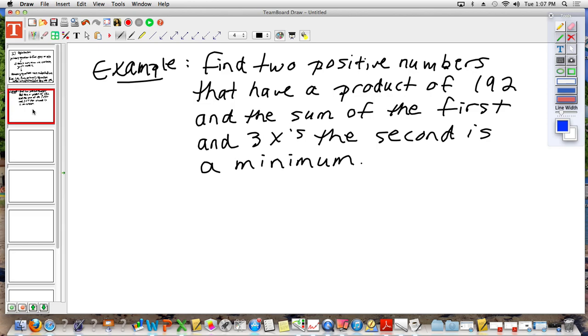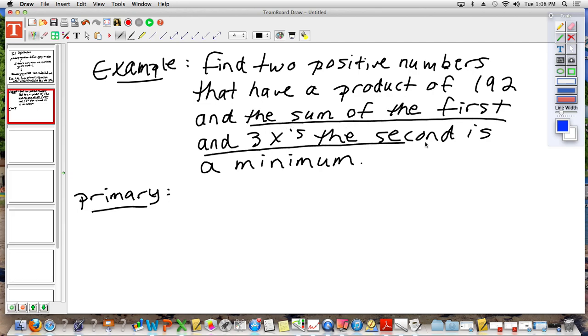You're trying to minimize something. Since you are trying to minimize something, that has to be your primary equation. So your primary equation in this case has to be written in regards to the fact that the sum of the first and 3 times the second is a minimum.